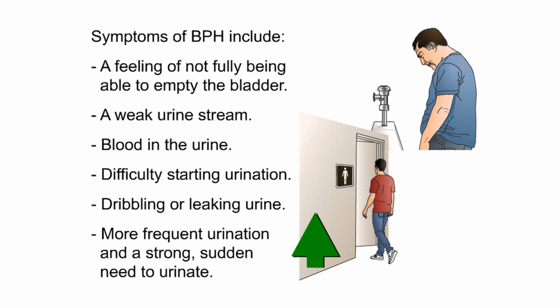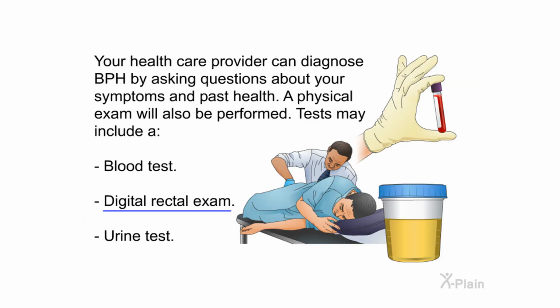Symptoms of BPH include a feeling of not fully being able to empty the bladder, a weak urine stream, blood in the urine, difficulty starting urination, dribbling or leaking urine, more frequent urination, and a strong, sudden need to urinate. Your healthcare provider can diagnose BPH by asking questions about your symptoms and past health. A physical exam will also be performed. Tests may include a blood test, digital rectal exam, urine test.